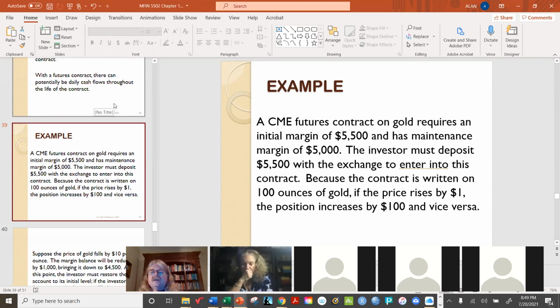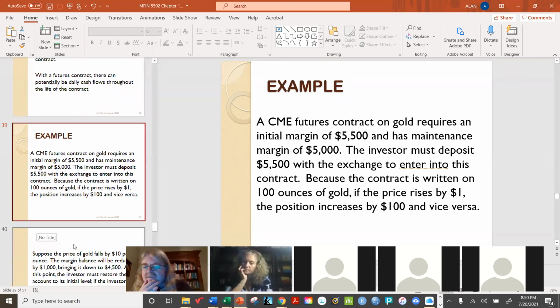Now the contract is written on 100 ounces of gold. That's standard for the CME. So every time the price of gold goes up by $1, you make $100 on your position. But if the price goes down by $1, of course, you lose $100.